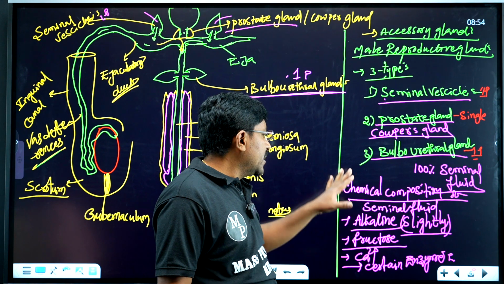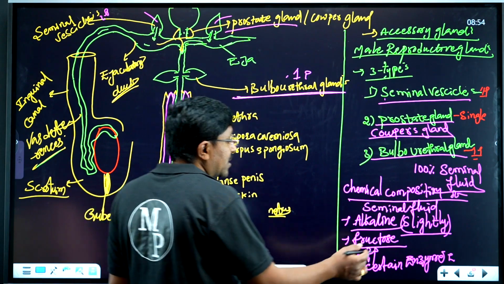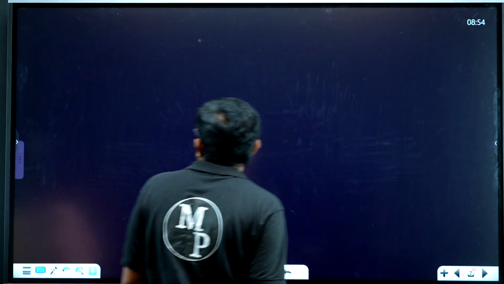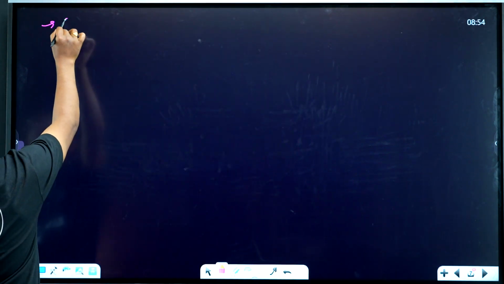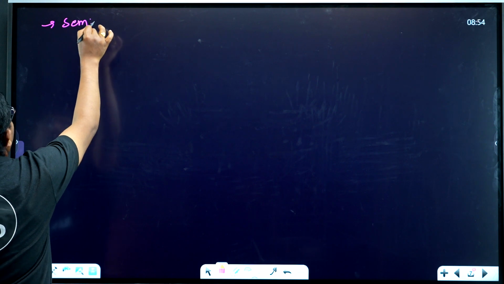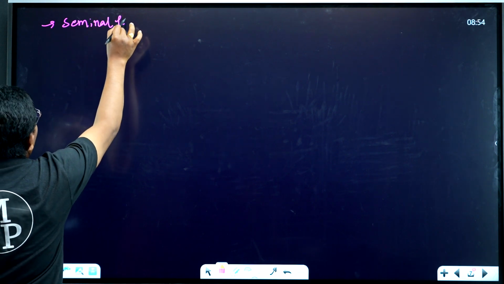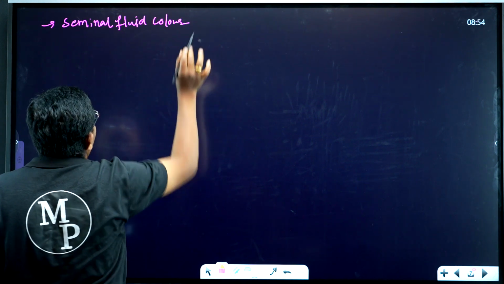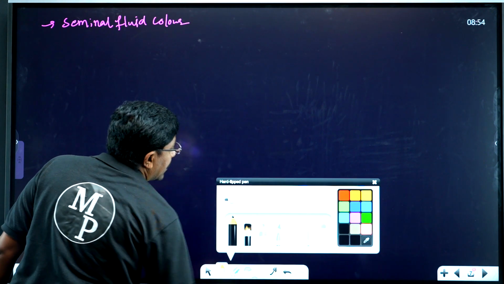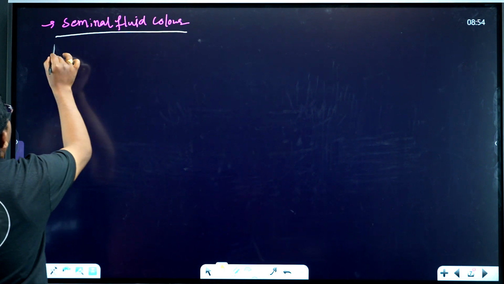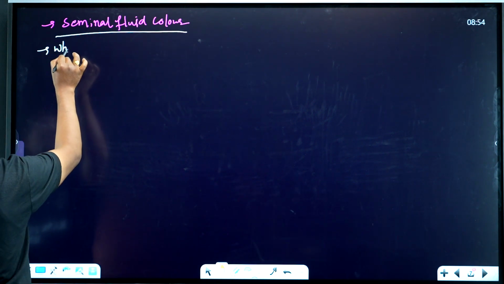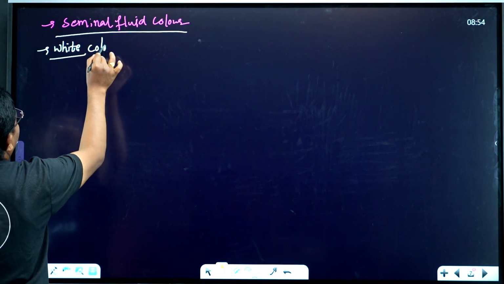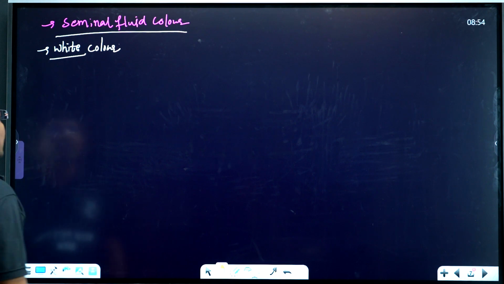And what is the color of semen? The color of seminal fluid is whitish, white in color.